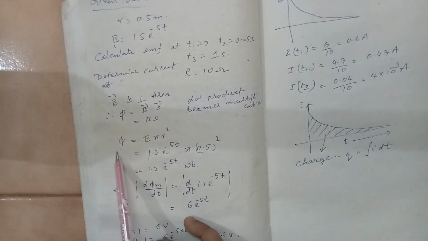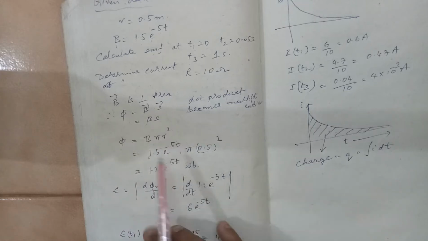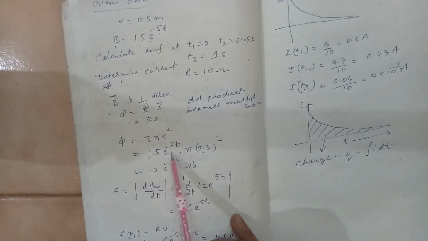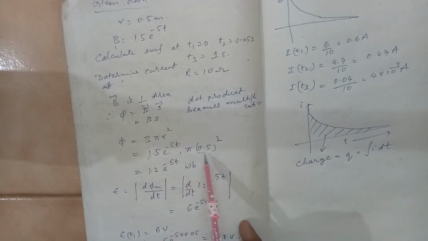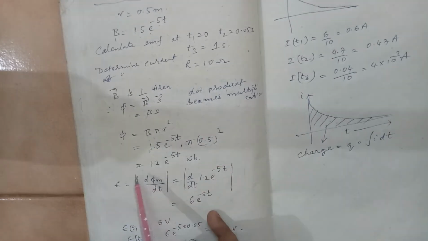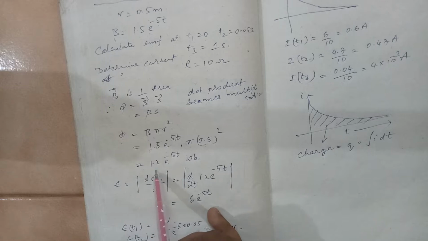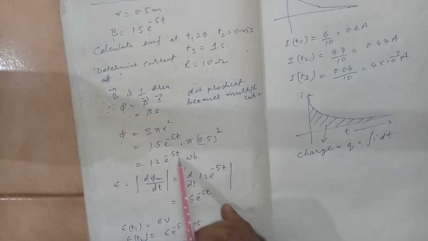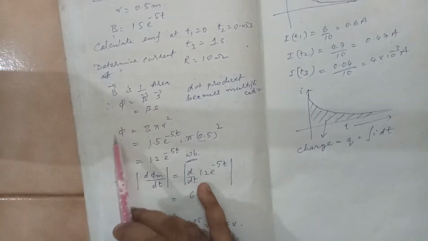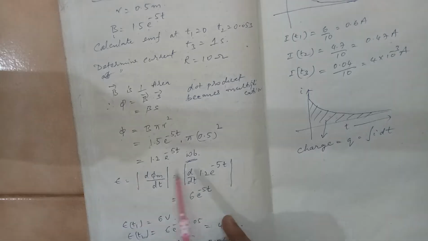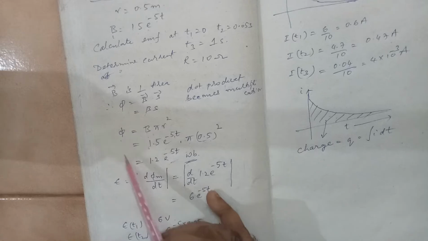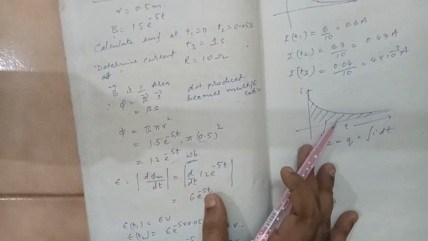Area of the coil, because it is a circular coil, will be pi r square. So put the values: B is equal to 1.5 e power minus 5t and pi into 0.5 square. If you simplify that, you get 1.2 into e power minus 5t Webers. Weber is the unit. Now I know the phi value. This phi value is time varying because B is time varying. So if I differentiate this, I will get the induced EMF.